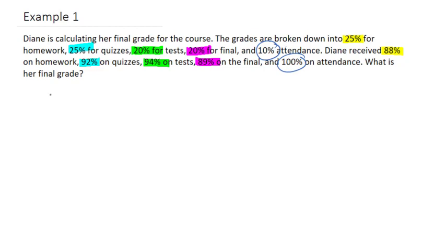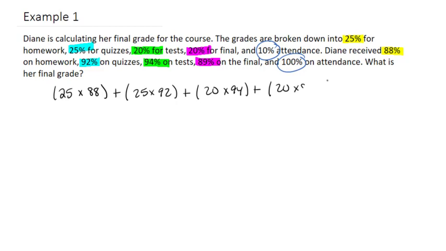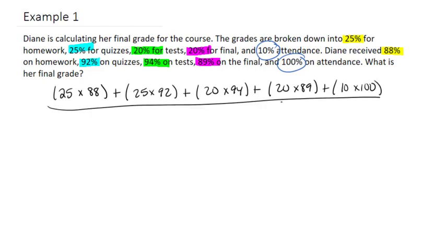So let's go ahead and set this up. We have 25 times 88 plus 25 times 92 plus 20 times 94 plus 20 times 89 plus 10 times 100. And then this is all over 100. So let's go ahead and calculate this out.